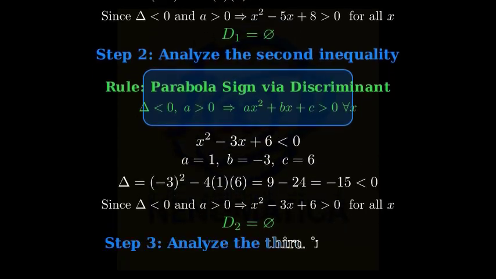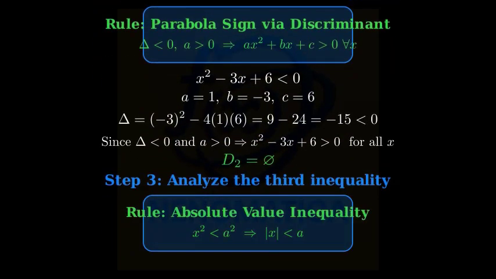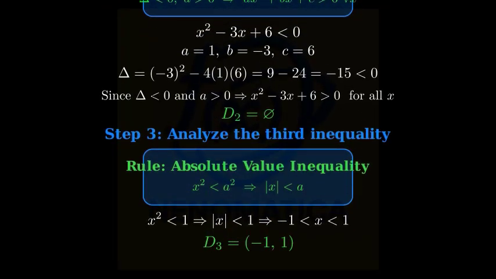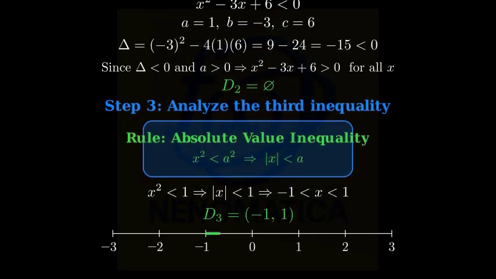Step 3. Analyze the third inequality. Use the absolute value rule. If x squared is less than a squared, then absolute x is less than a. For x squared less than 1, we get absolute x less than 1, which means negative 1 is less than x, which is less than 1. So D3 is the open interval from negative 1 to 1. Let us visualize this interval on a number line.